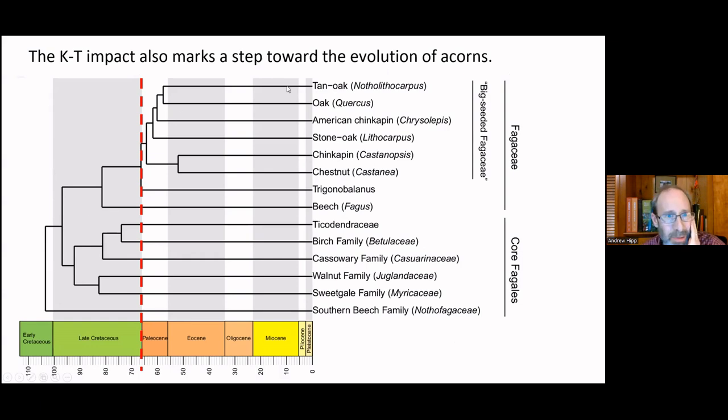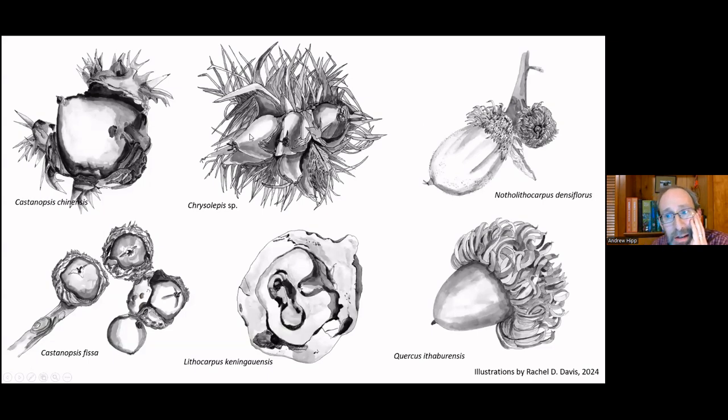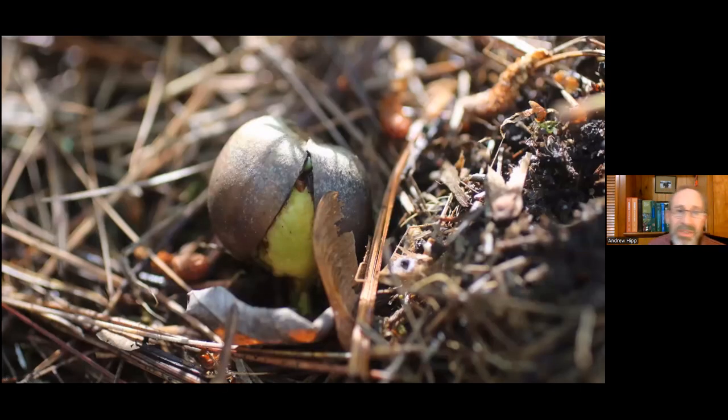You won't see a lot of these in this talk, but a few of them. Each of these nodes represents an ancestor. Down here, you see how old they are. What you see is that at 65 million years ago, the ancestor of this group right here evolved. These are all the oak family members that have big fruits. They produce nuts like Castanopsis, Chrysolepis, Notholithocarpus, the oaks themselves, and of course, the acorns. Acorns that we find growing on the forest floor would have thrived in this environment.